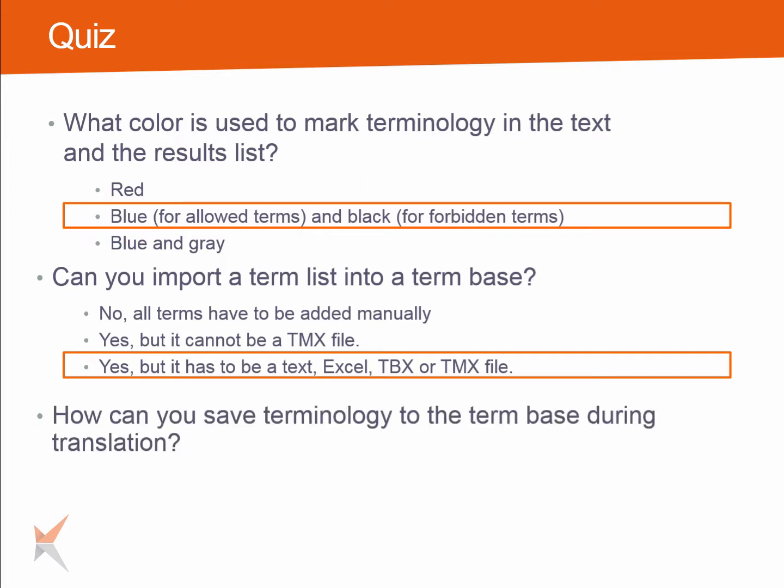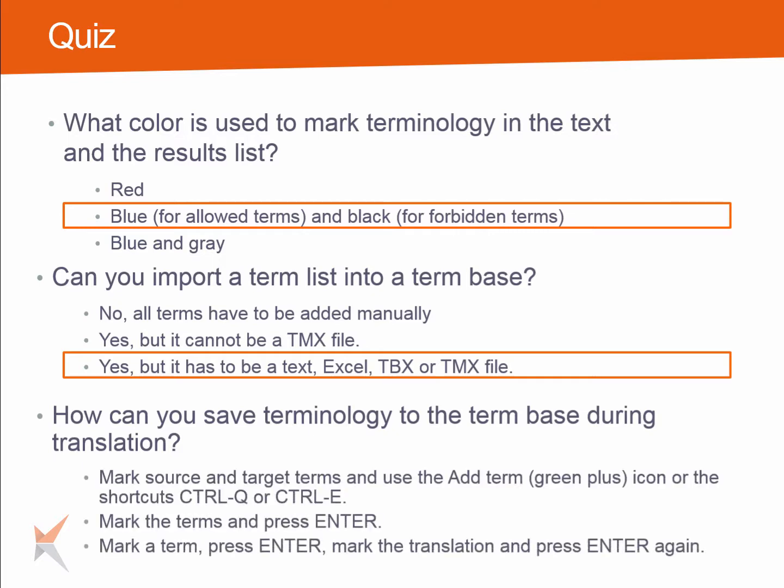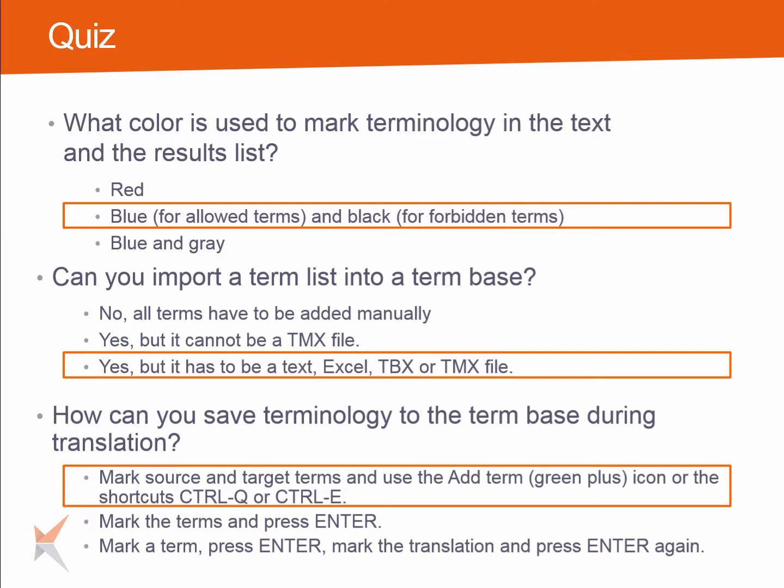Third question. How can you save terminology to the term base during translation? The possible answers are mark source and target terms and use the plus icon to add new terms, or use the shortcuts Ctrl-Q or Ctrl-E. Mark the terms and press Enter, or mark a term, press Enter, mark the translation and press Enter again. The correct answer is mark the source and target terms and use the icon or the shortcuts Ctrl-Q or Ctrl-E.